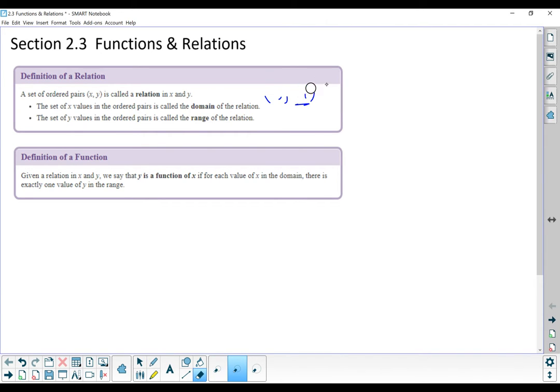Most of the time in math, we are studying functions, which are relations that have one additional specific characteristic. It's not just a set of ordered pairs, but if the relation has each value in its domain associated with exactly one value in its range, that's a function. And that's what we deal with most of the time.